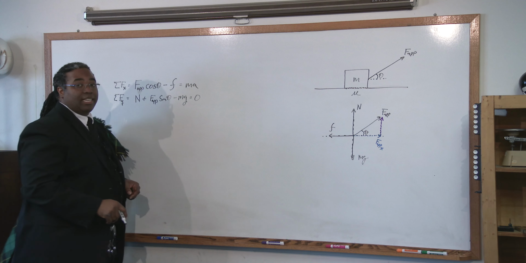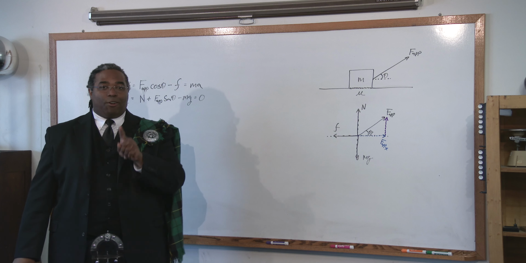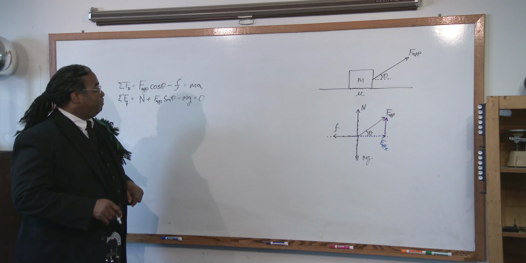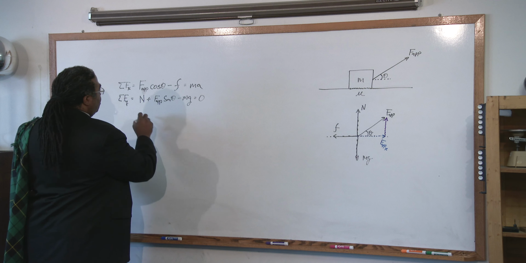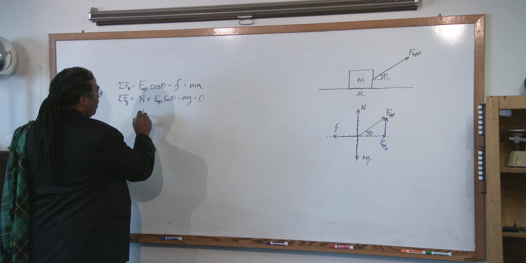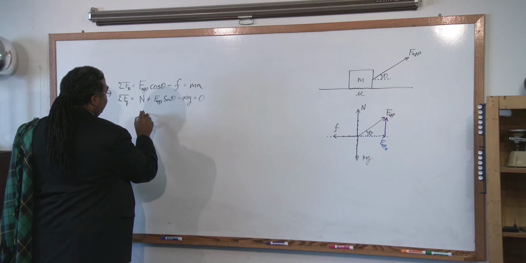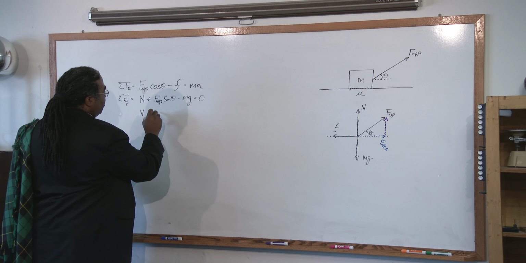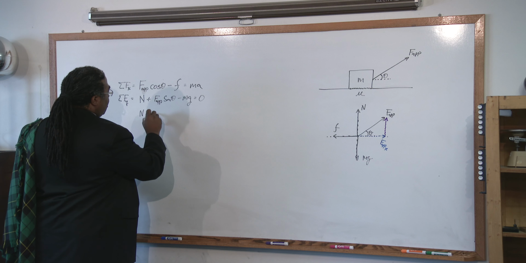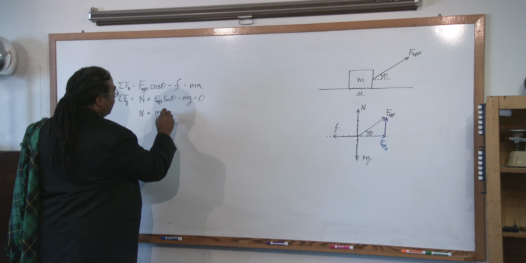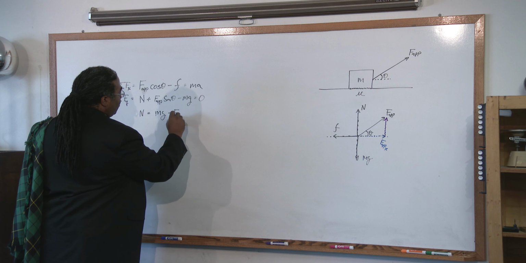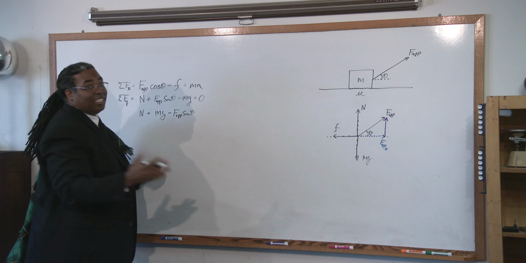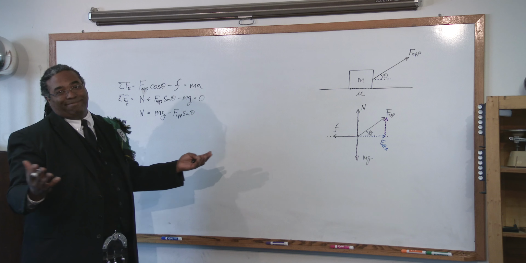Now why is that important? Because it's going to play a role in how we define the frictional force. But we'll get to that in a second. So what I'm going to do is solve this for the normal force. So I would bring this over, which would mean I would subtract force applied sine theta from each side, and I would add mg. So this would become mg minus force applied sine theta. I always like to have my positive terms in the front.